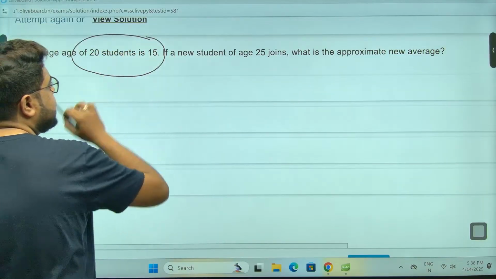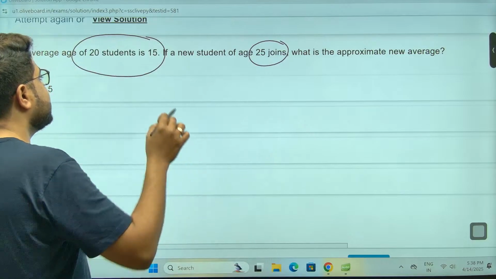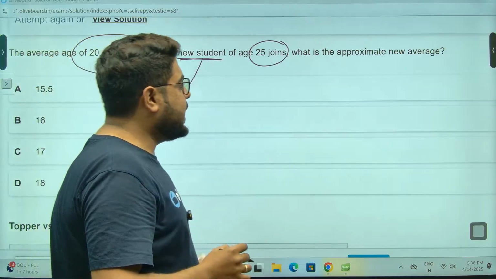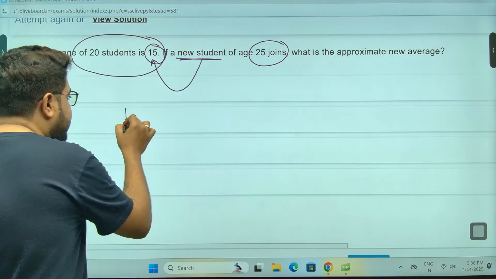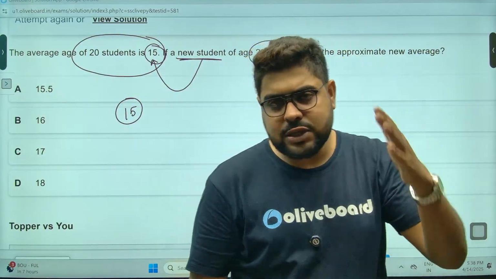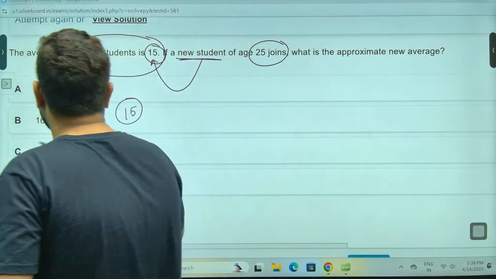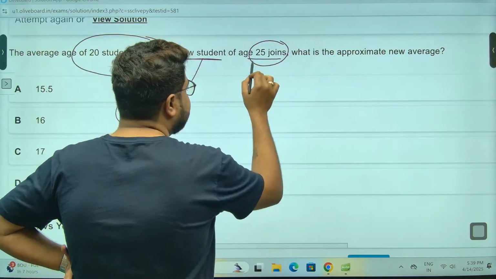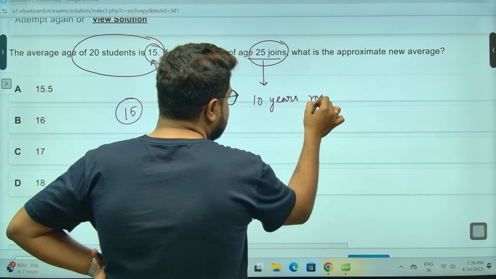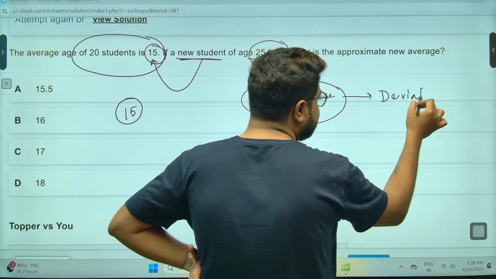So the average of 20 students is this. A new student of age 25 joins. Think like this, sir. If the new student's age was 15, then the average would have remained 15 only. But it is 25. That means 10 years more. That is what we call a deviation.